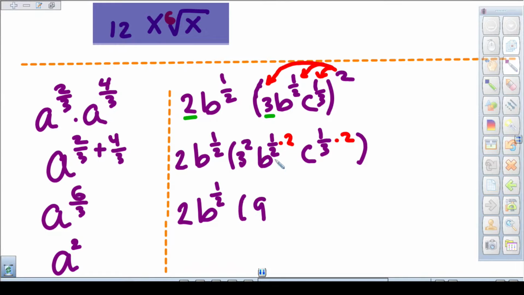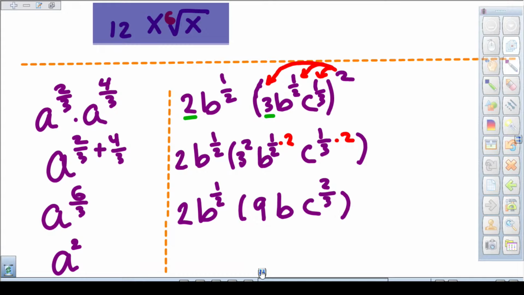b to the half times 2. Haha, we've done something similar to that before. Half times 2, how much would that be? Exactly, it's going to be 1. There's 2 over 1 here, and a half. You just basically cancel each other out. So that's going to be to the first. You could put 1, or you could put nothing. And then c to the 2/3.